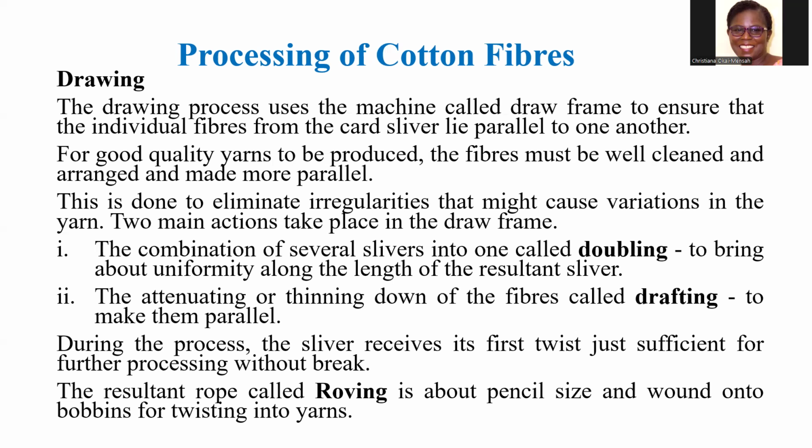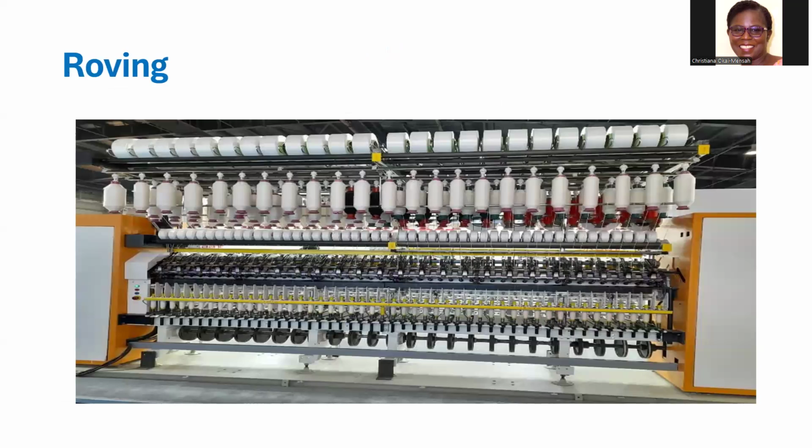So the two main actions are doubling and drafting. Doubling is where you double a number of the slivers together, about 6 or so. Then drafting is where you pull the slivers so that as you pull, you twist to turn it very small. So during the process, the sliver receives its first twist, just sufficient for further processing without break. Okay, so the resultant fiber is called roving. It's about pencil size and wound onto bobbins for twisting into yarns. Okay, so this is the roving.